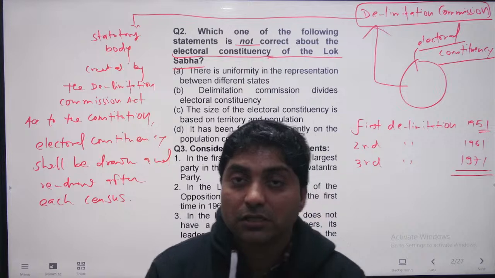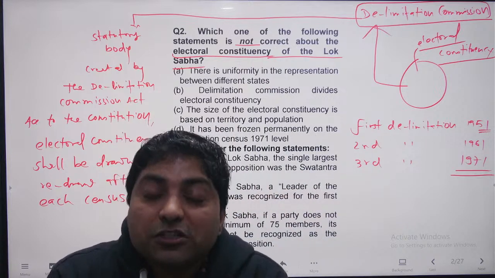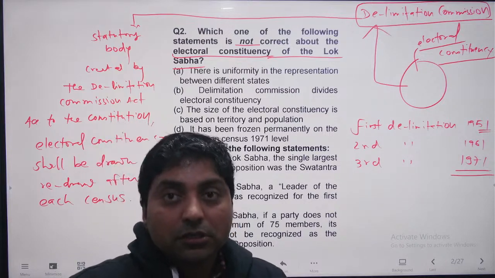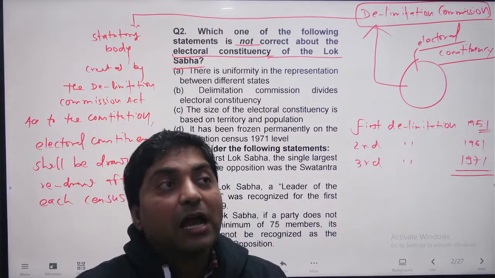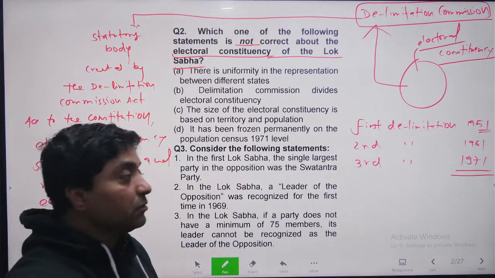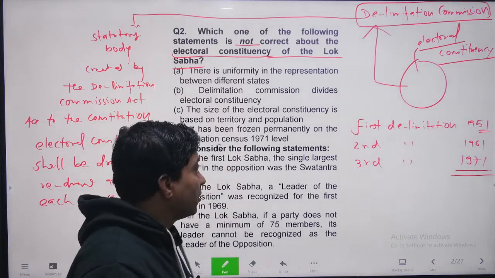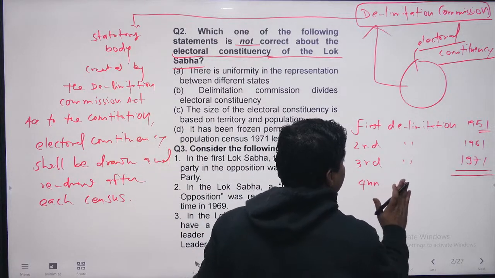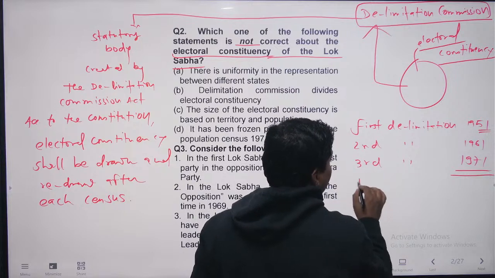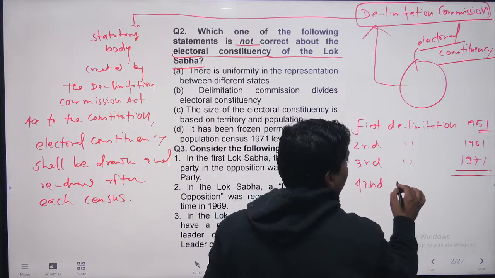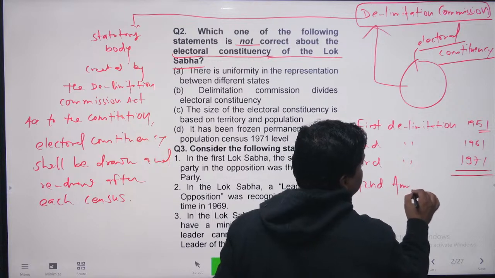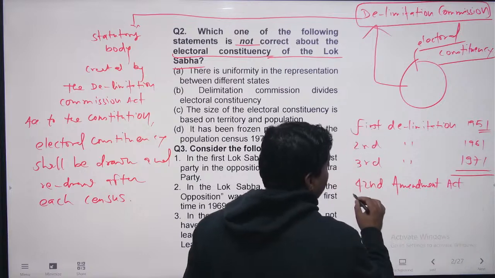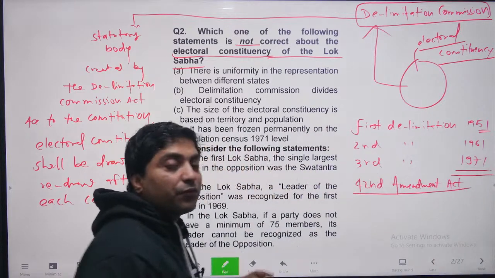Now after 1971, if you look at, there was some issue. The issue was the population growth. The northern states were growing faster, the southern states were not growing, and there was a disproportion in terms of representation, right? So what happened? The 42nd Amendment Act basically froze the seats.